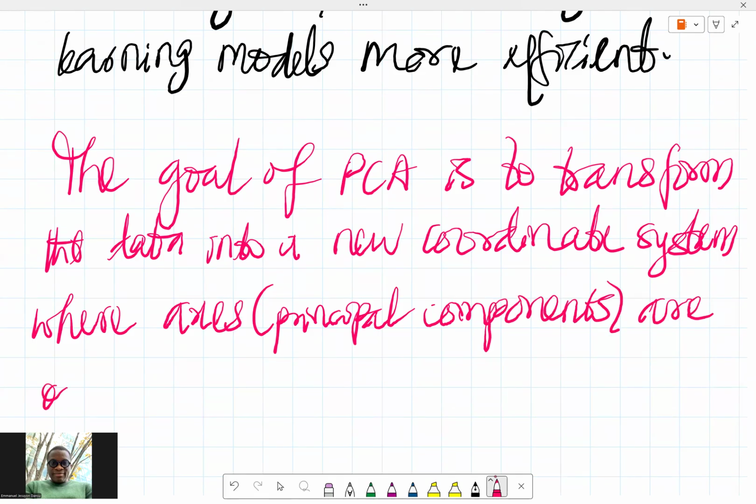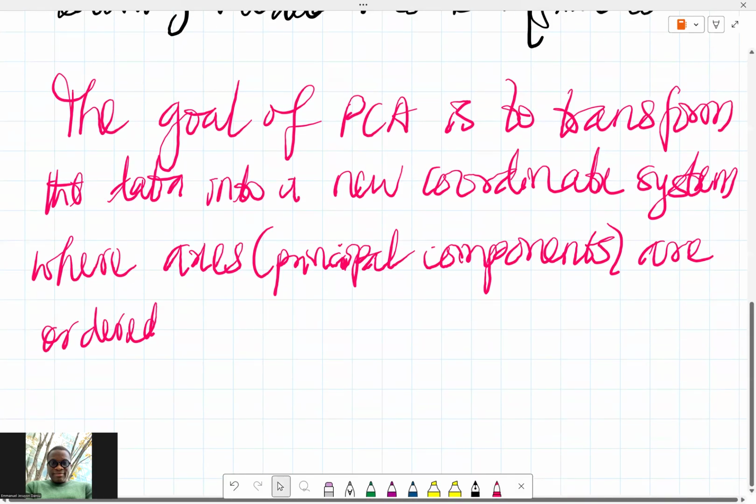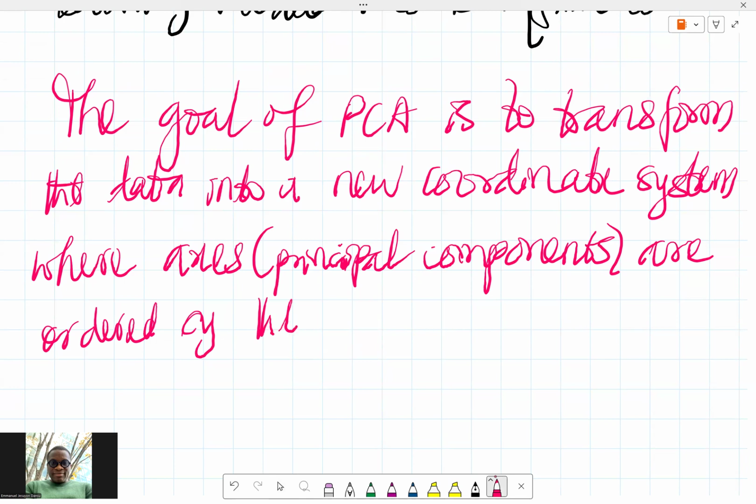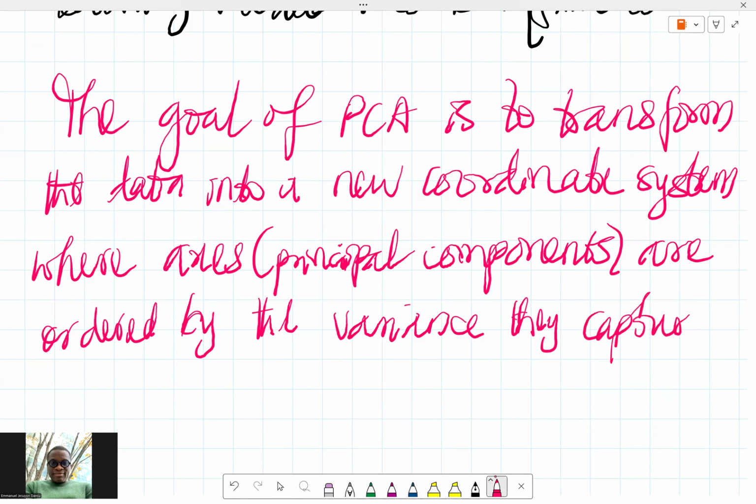are ordered. So in this case, since we're talking about eigenvalues and eigenvectors, the eigenvalues actually point us in the direction of the principal components because we are going to see very soon that the biggest eigenvalue points us to the first principal component, which is the eigenvector associated with the biggest eigenvalue. So a new coordinate system where axis or principal components are ordered by the variance they capture. So this is to tell us that the biggest eigenvalue captures the biggest variance. So they're ordered by the variance they capture, like that.